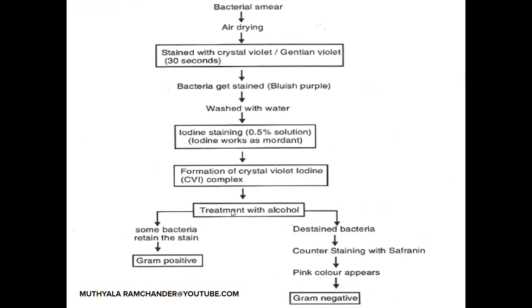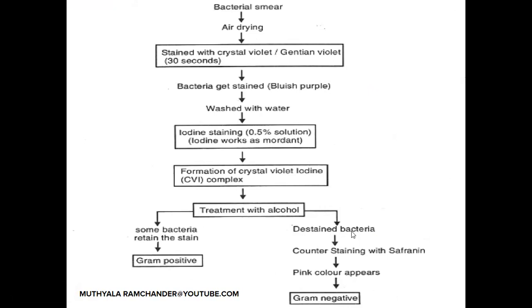Then later it is treated with alcohol. Some bacteria retain the stain, which is why it is called Gram staining. Retaining the stain means they remain blue, bluish purple in color. That type of bacteria are called gram-positive bacteria. They have a thick polysaccharide layer outside the cell wall, and some bacteria are de-stained after treatment with alcohol.